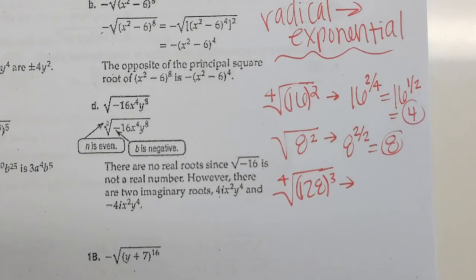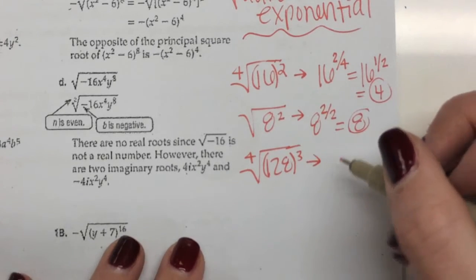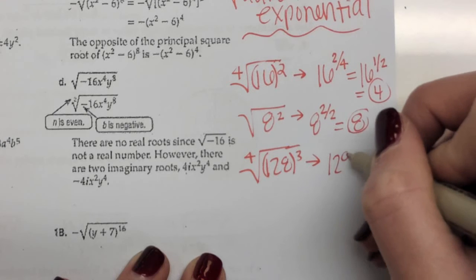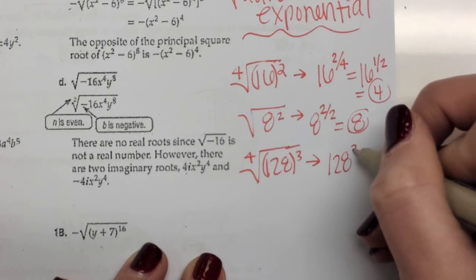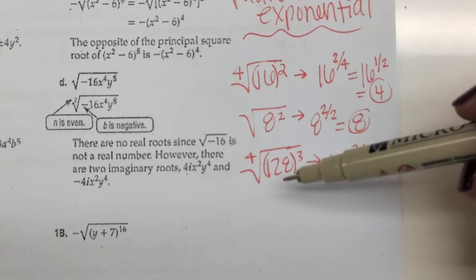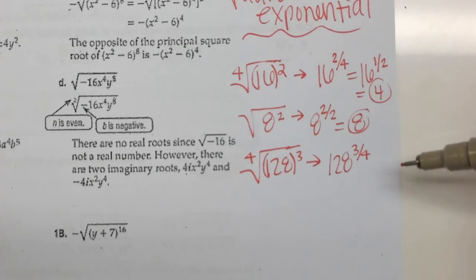Okay? Tell me how to write this one in exponential form. To the what power? Good. 3 over 4. Go ahead and type that in. It might be a decimal. Is it a decimal? Yeah. Don't worry about it. I just want you to know how to go from radical to exponential. Questions about that?